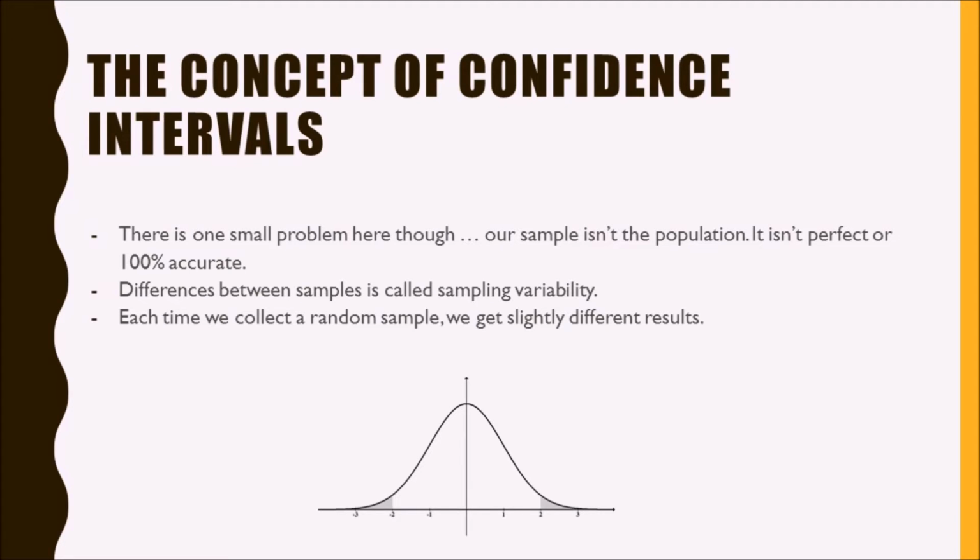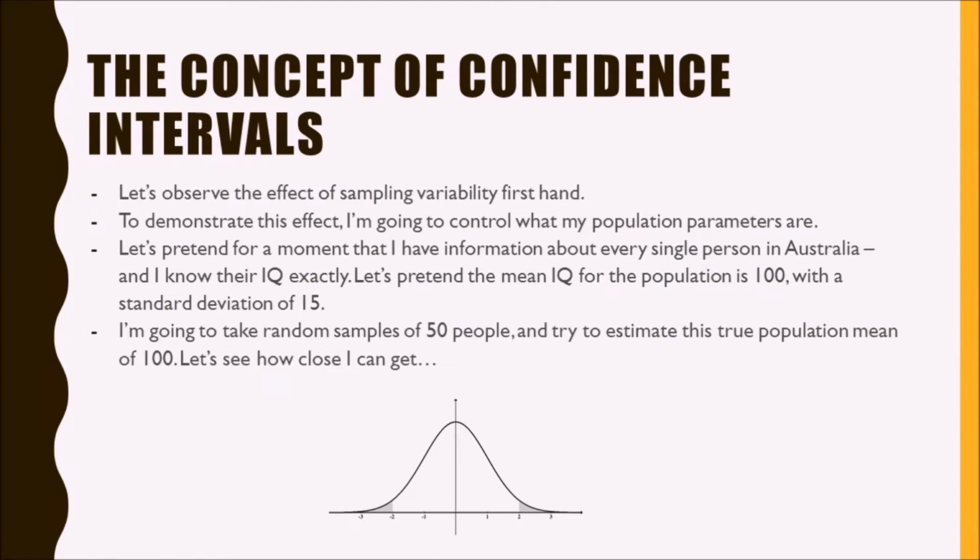To extend this idea further, imagine that I took a random sample, calculated the mean IQ of my sample, and then took another sample and did the same thing. I'm probably going to get similar mean IQ scores across my samples, but very unlikely to get the exact same value each time. This is what we call sampling variability. Each time we collect a random sample, we get slightly different results. Let's observe the effect of sampling variability firsthand.